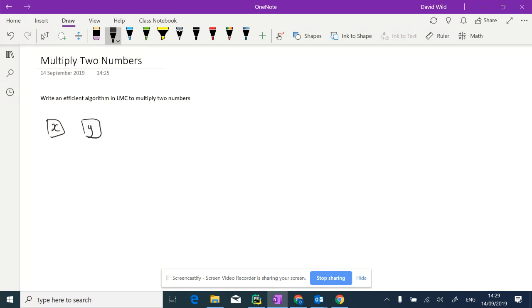And if we've got these two numbers, what we're going to do is multiply in such a way that we're going to add as many times as we need to according to the other number. In other words, let's say we're going to have x plus x plus x plus x. We're going to keep adding x, and the number of times we do this is y times. That's, in other words, y lots of x.